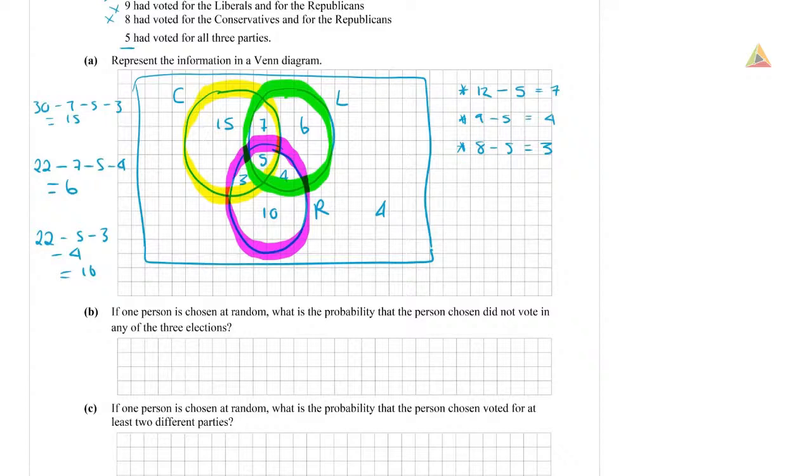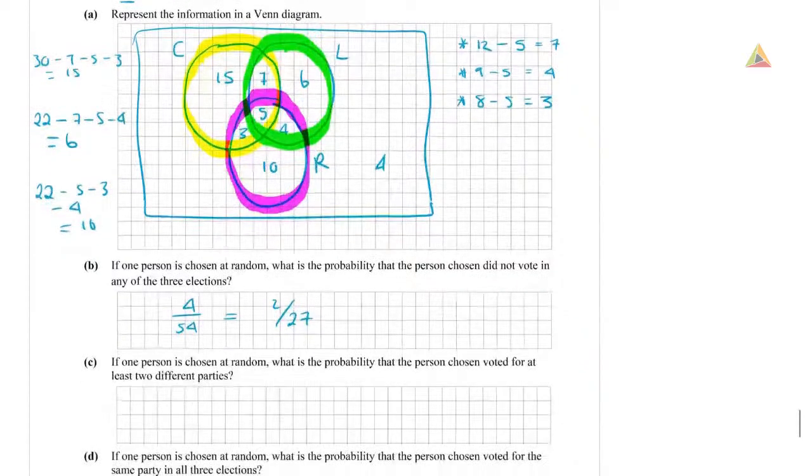If one person is chosen at random, what is the probability that the person did not vote in any of the 3 elections? Well, we've already figured out that 4 people didn't vote for any party. Now, out of the 4, how many were surveyed or how many were asked is 54. So 4 out of 54, if you put that into the calculator, you get 2 out of 27. So that's the answer to part B.